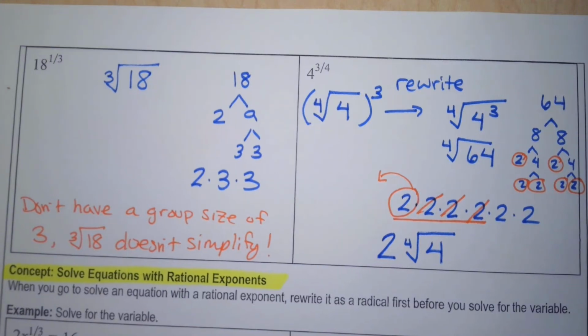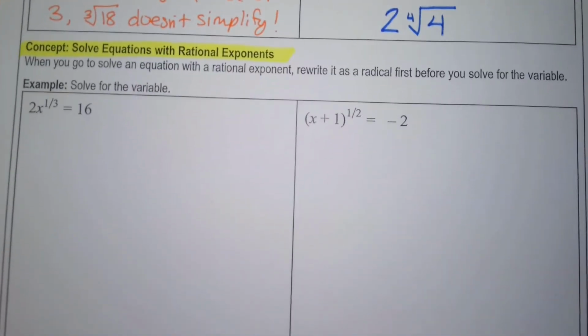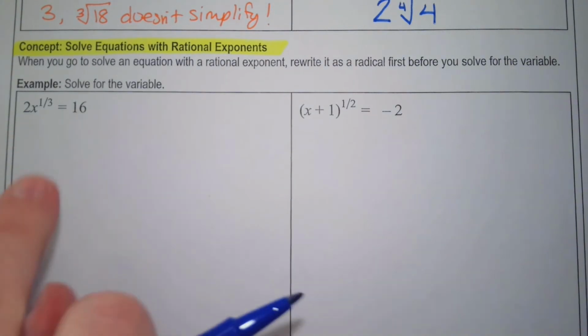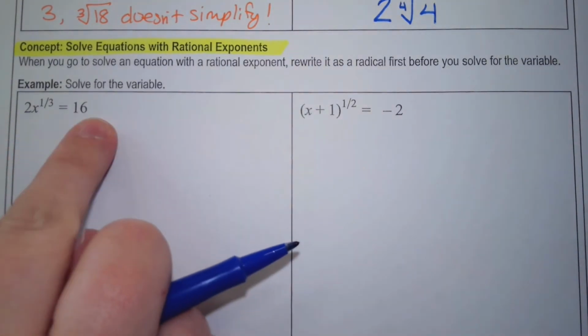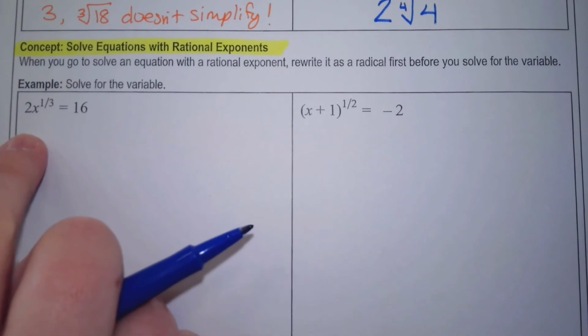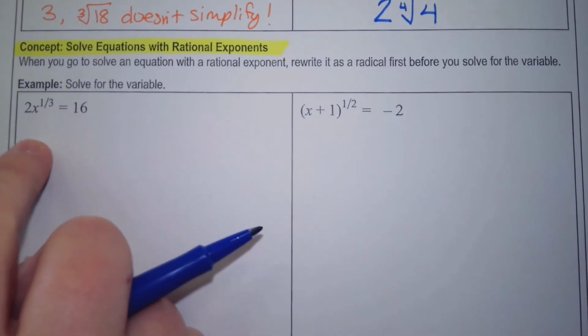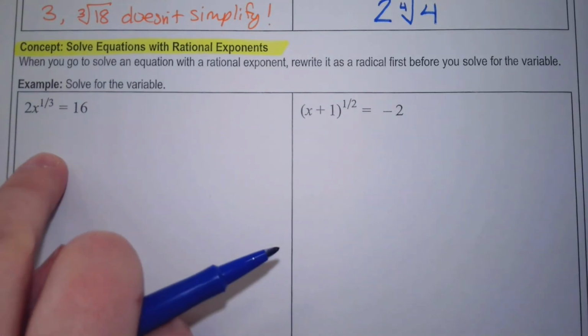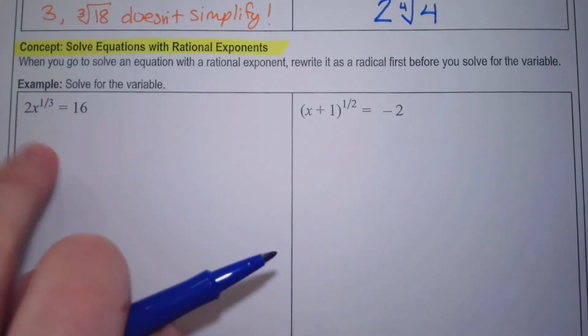All right, one more concept, and that is solving with rational exponents. So when you go to solve an equation with a rational exponent, rewrite it as a radical first before you solve for the variable. So here we have 2x to the 1/3 is equal to 16. Notice that the 1/3 is only on the x. If there were parentheses, then it would also be on the 2, but it is strictly just on the x.